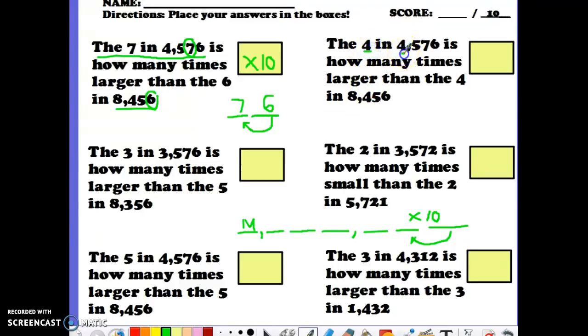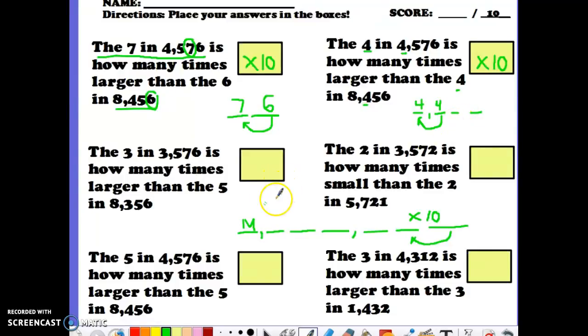The 4 in 4,576, so now we're talking about the 4 in the thousands place value being compared to the 4 in the hundreds place value of 8,456. So if I have a 4 in the thousands and I have a 4 in the hundreds, and I'm trying to see what the relationship is between these two numbers, I just need to know that moving from right to left from the hundreds to the thousands is 10 times larger than the previous number to the right. Each place value digit to the right is 10 times smaller, and if you're moving from right to left, it's 10 times larger from right to left.